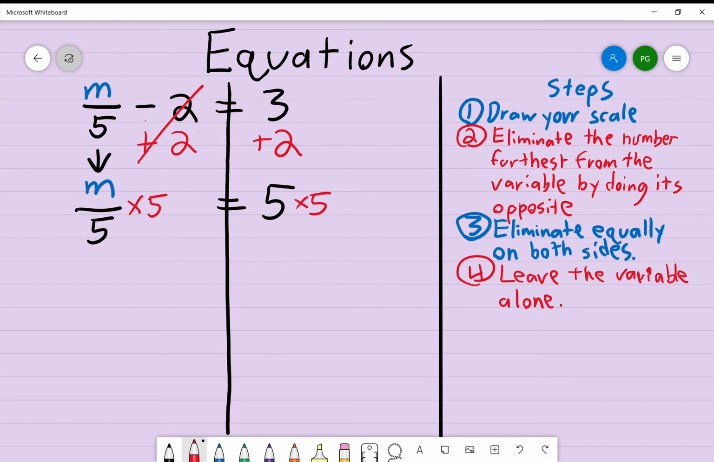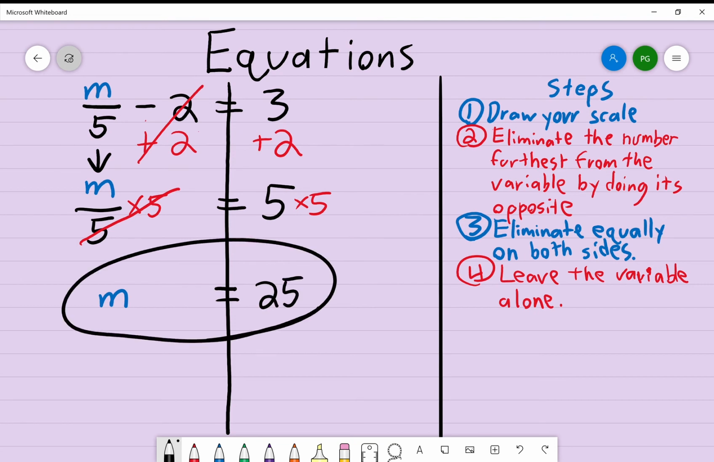You do it on the left, you must do it on the right. Multiply by 5. Now dividing by 5 and multiplying by 5 are opposites. They cancel out. So let's bring down the m. Let's bring down the equal sign, and 5 times 5 is 25. Boom, you're done. Let's do one last example, just one.